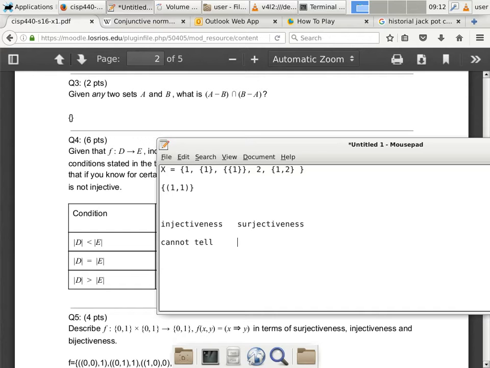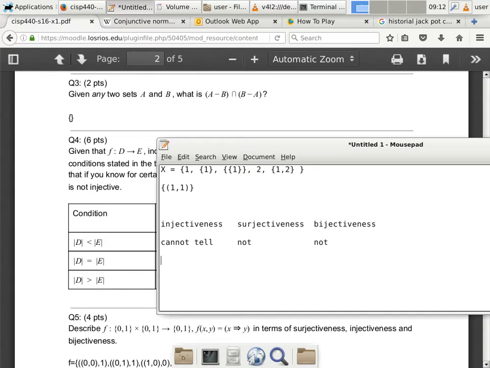What about surjectiveness? Surjectiveness is basically saying, are we using up everything in the codomain? No. We're guaranteed not to be using everything in the codomain. There's no way we can, because we have fewer elements in D than there are in E. So we're definitely saying it is not the case. And the last one is bijectiveness. If any one of these things is a not, then bijectiveness is definitely a not. All right. So moving on to the next one.